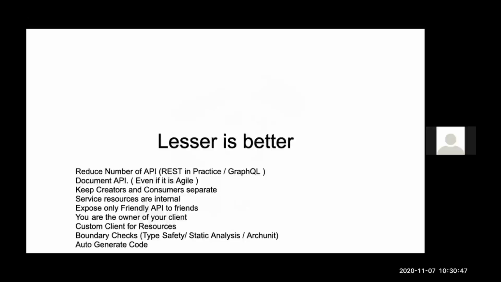And then keep creators and consumers separate. And this is one key aspect. So I'm considering even QA and UX as consumers, not as creators. They are just going to consume, so treat them as consumers.